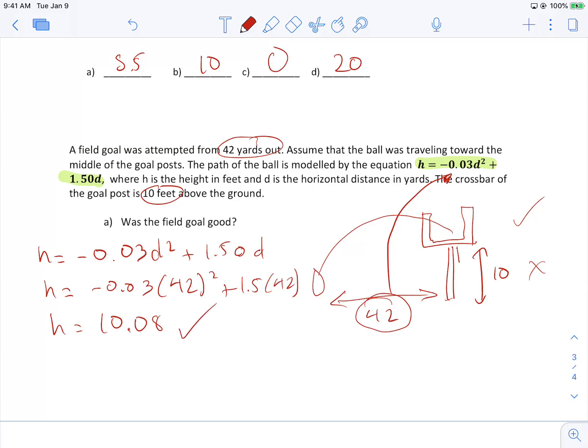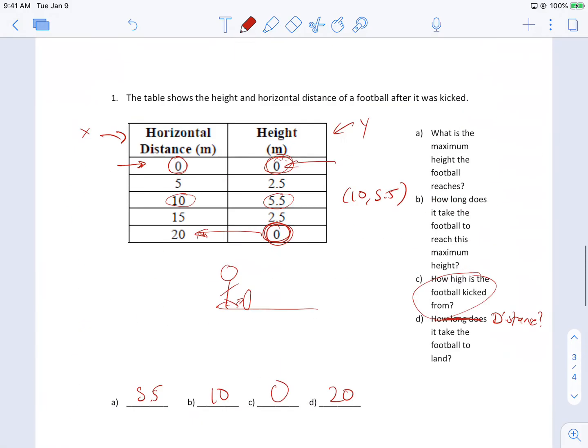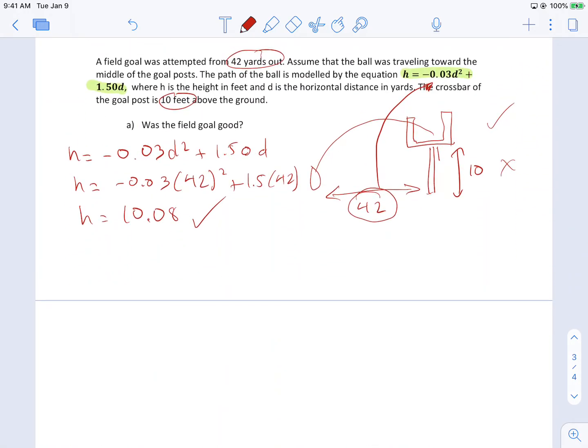And how do we know? It's above 10 feet. So we know that this is just going to creep over that crossbar and it's going to go in. And that is the end of that. So this is just taking those concepts we already know, applying them to familiar situations, and getting some real world benefits from our math.